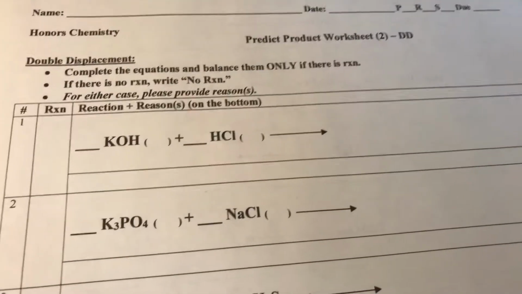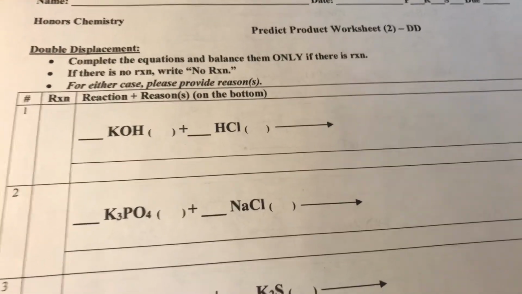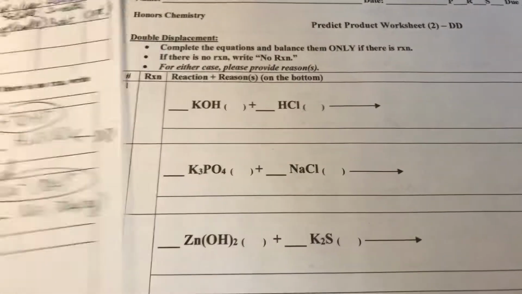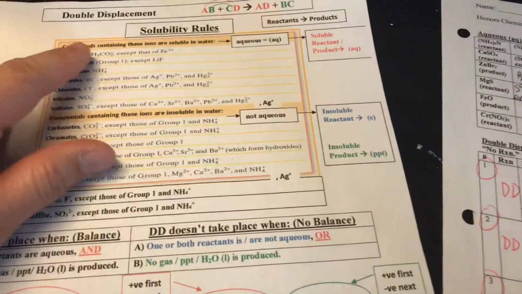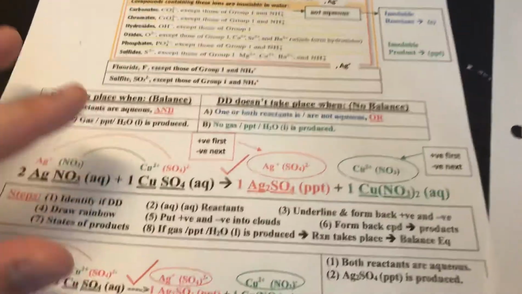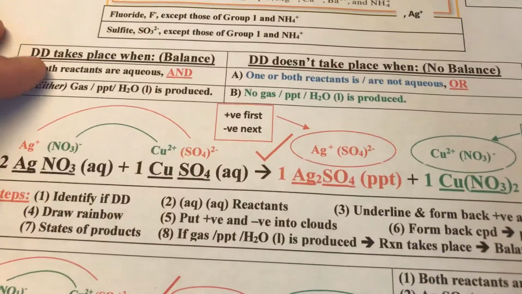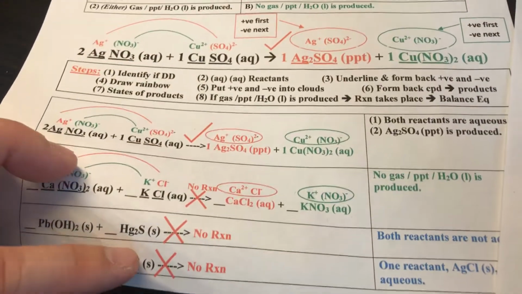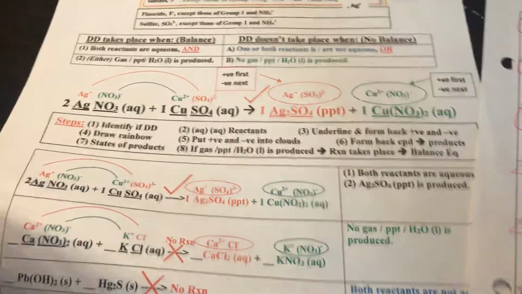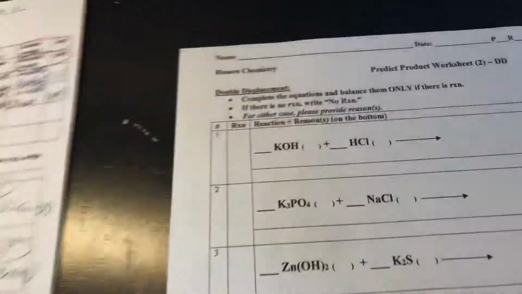In this video, I'm going to talk about Predict Product Worksheet 2, DD, meaning double displacement. So definitely you need the solubility rules. This is for double displacement. We need this chart, and you will be provided this information on the exam. But the bottom part, you will not be provided; you need to know how to do that. Of course, you need a color pen, and I will do the first 6 questions in the video.